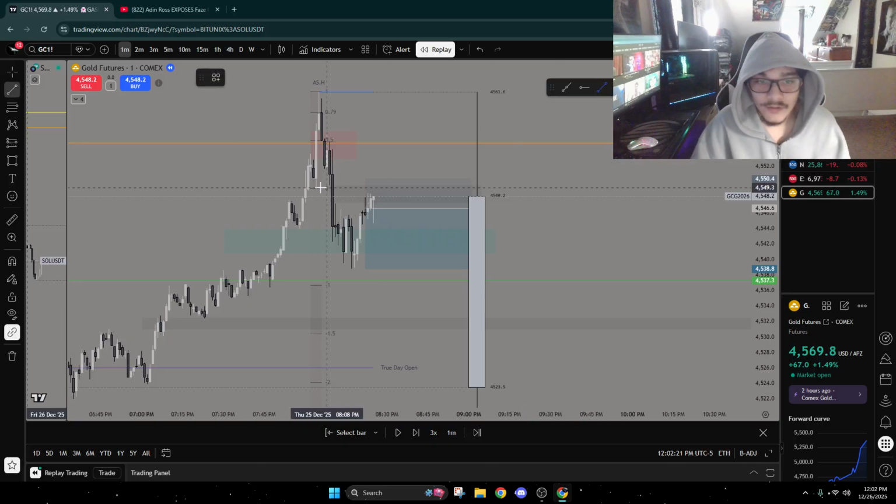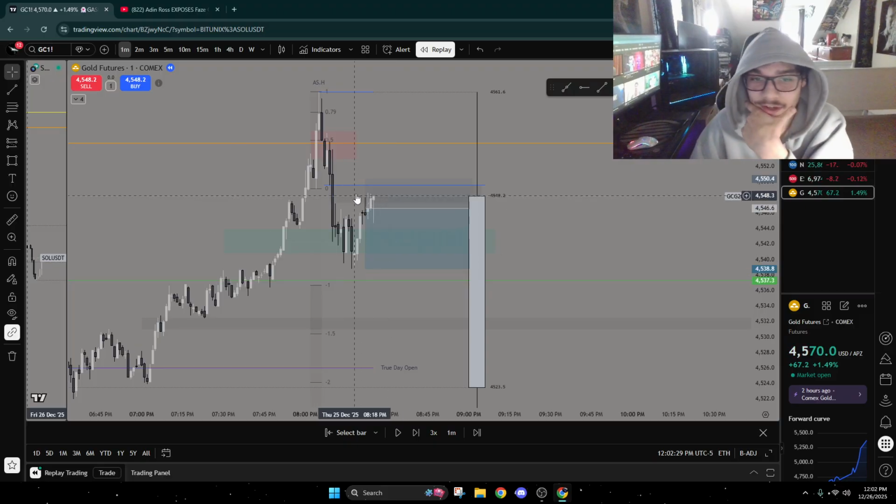So what do I want to see? I want to see us hold this gap. So I'm going to mark up the blue line. That's just the top of the gap. I want to see us hold this gap, and then I take my short. As soon as we pull back into this fair value gap, I take my short.